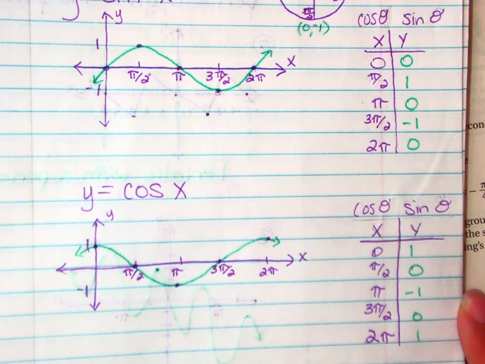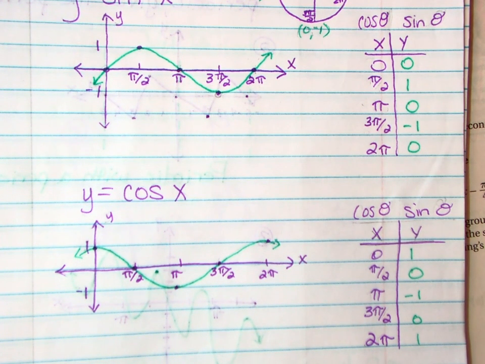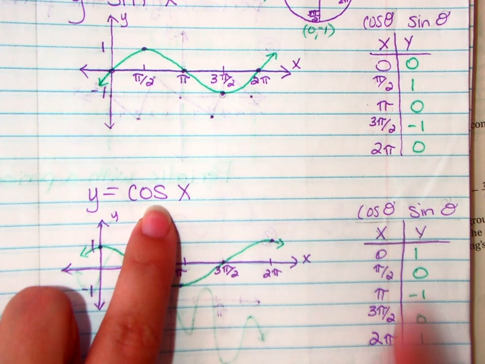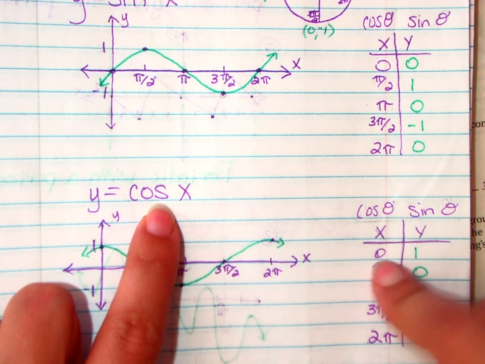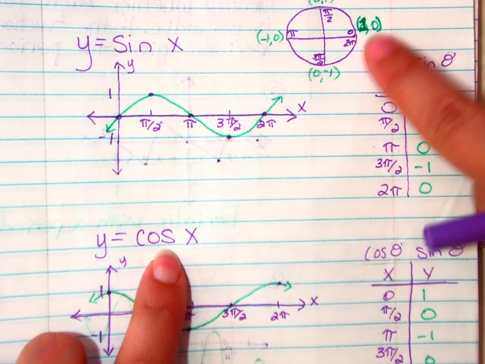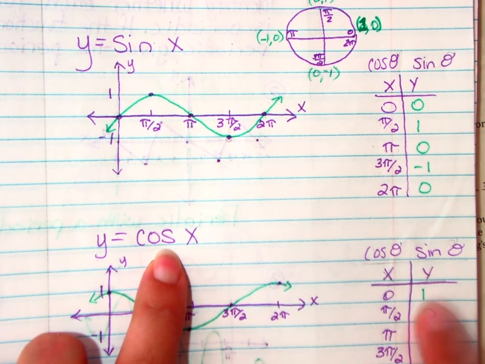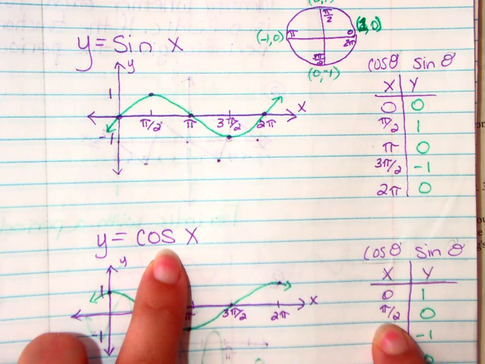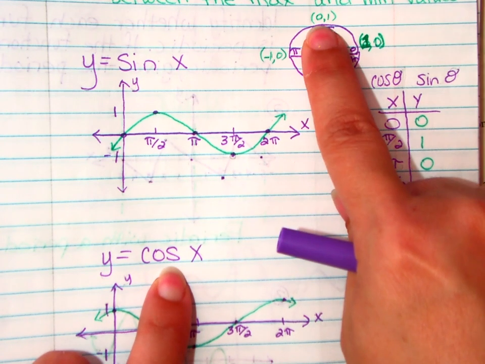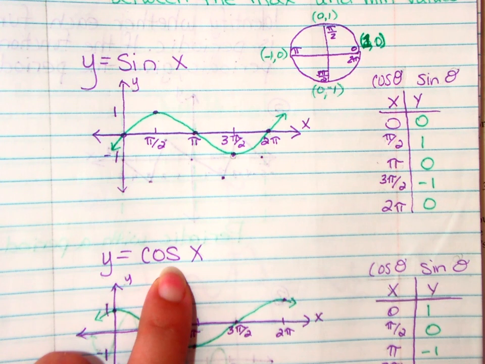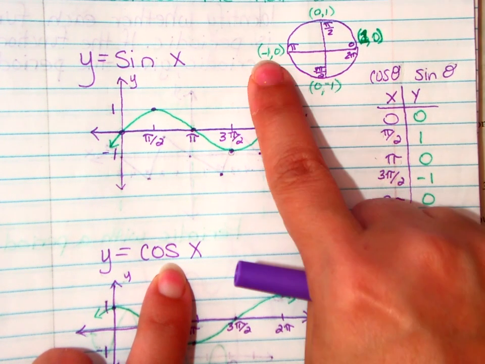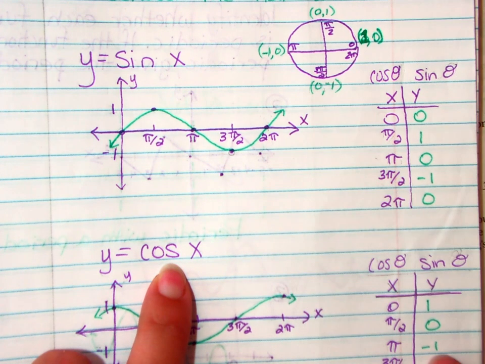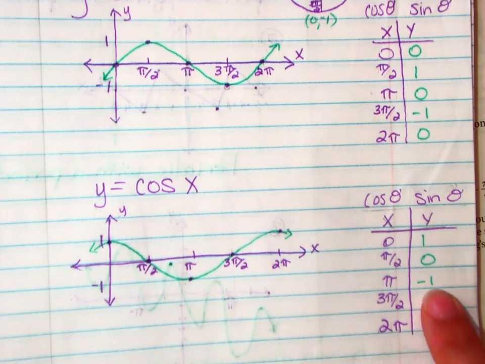You're going to do the exact same thing for cosine, but now we are looking at our x values. So what's the cosine when our radians are 0? So I go up to my circle and I say, okay, what's my x value? It's a 1. At pi over 2, what is my cosine? My x value is a 0. At pi, what is my cosine? Go to pi, my x is negative 1. So we're doing the exact same thing.